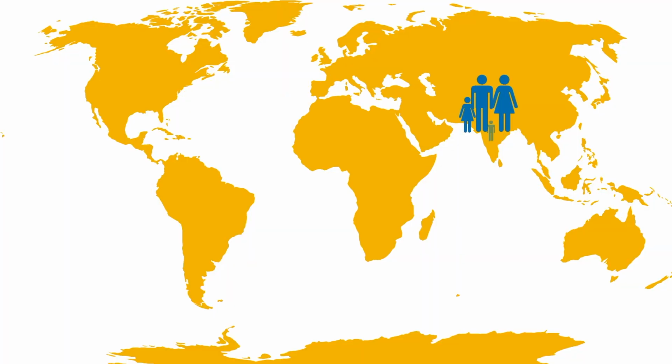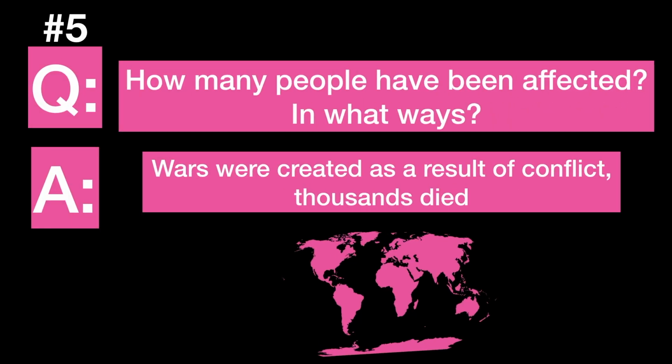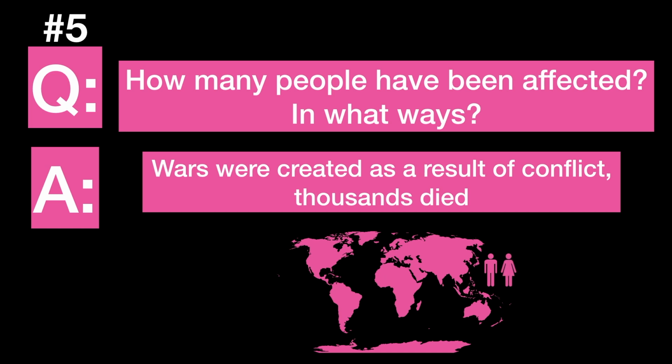Because of these many years of conflict, a lot of people have been affected. Thousands have died in the wars, and this has also created conflicts among other groups. The answer to number 5, how many people have been affected and in what ways? The wars were created as a result of the conflict and tension, therefore thousands have died.